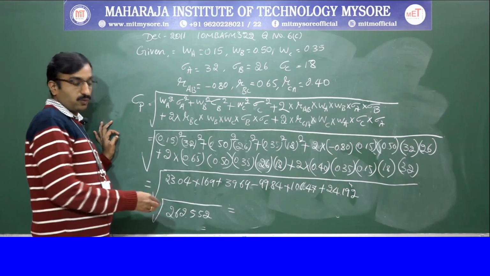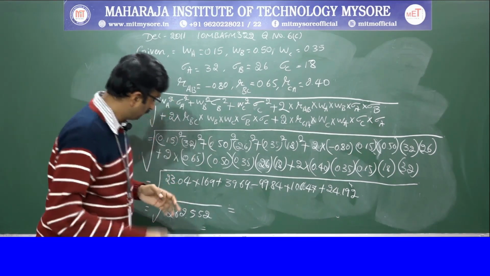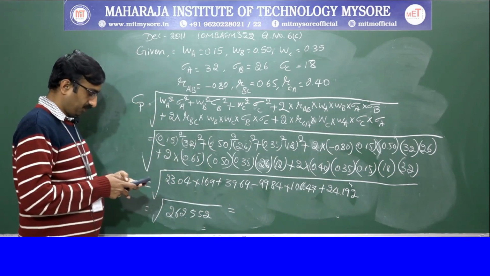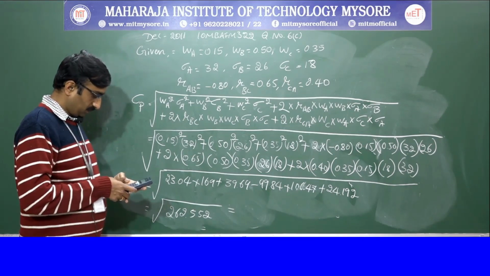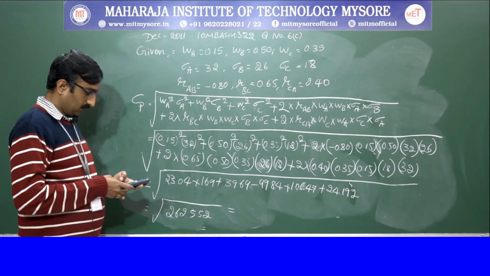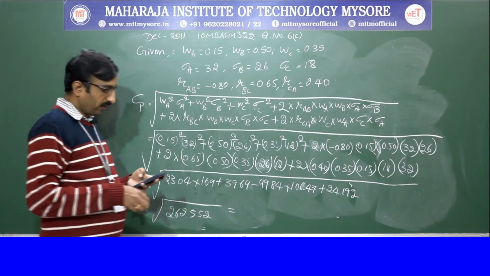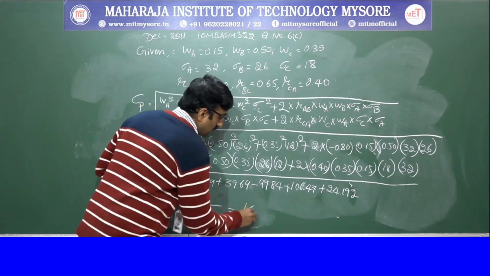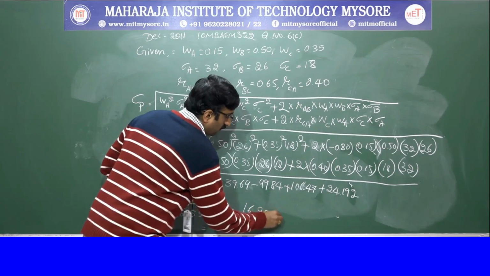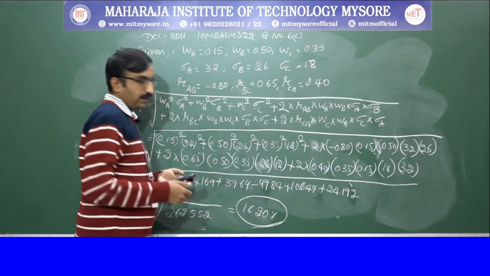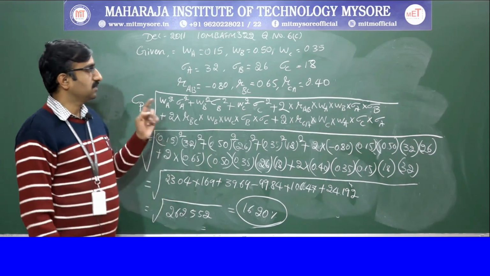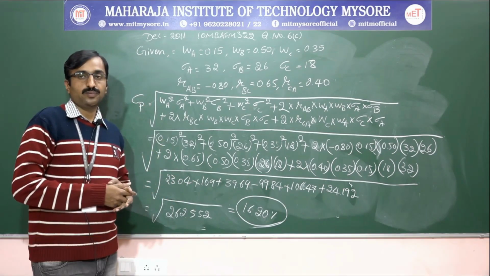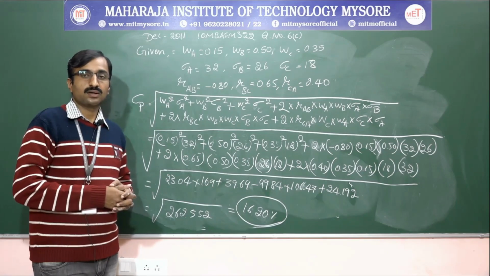If you find the root value of this, you will get 16.20. The risk value of the three securities put together is 16.20. This is how we solve the problem. Okay, thank you.